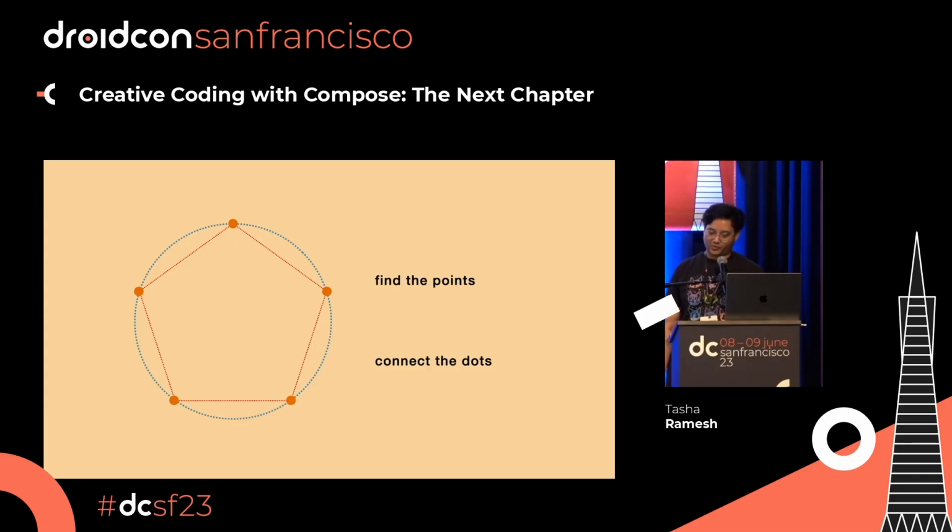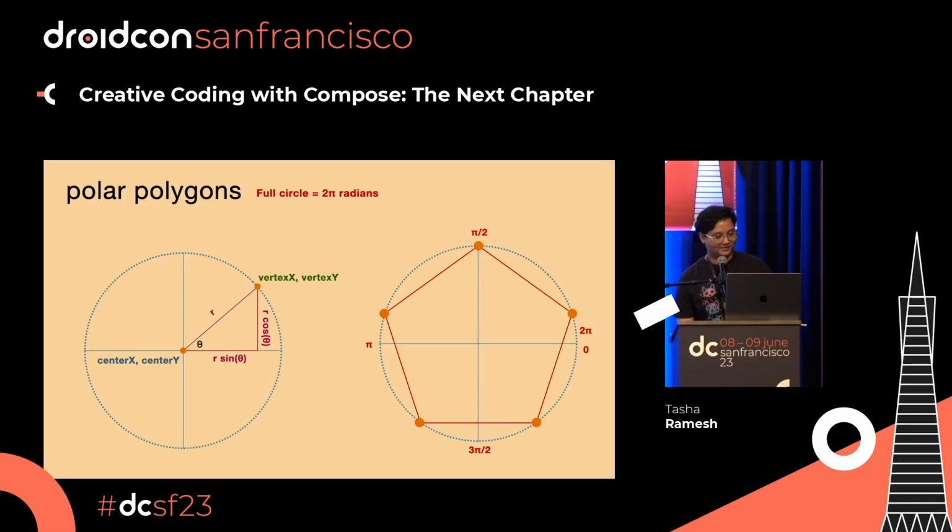How do we find the points? That's where trigonometry comes in, yay. And how do we connect the dots? That's where our Path object comes in. So let's take a look at all the tricky stuff. If you love geometry and math like me, no. Here's a quick tour of polar coordinates and radians.